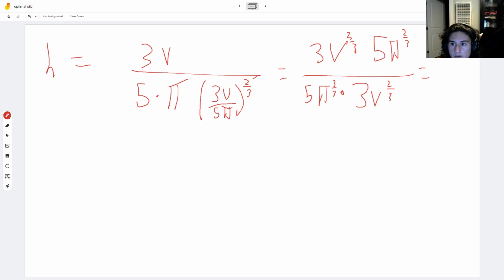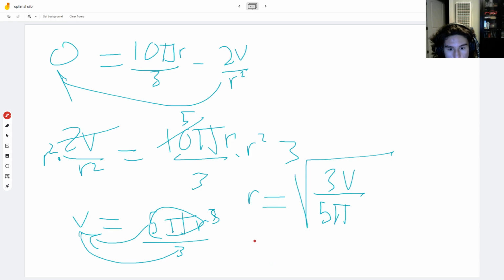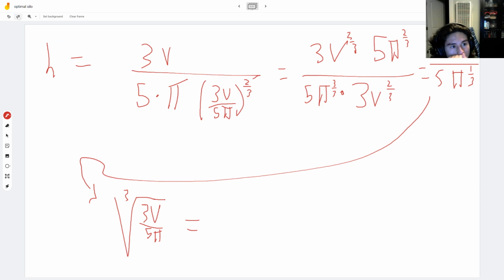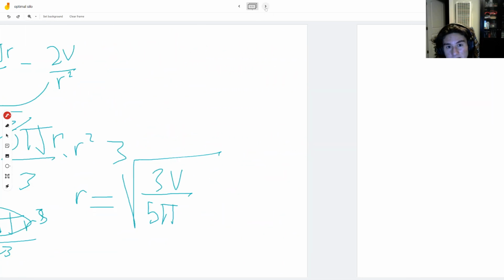So 3v to the 1/3. And basically 2 minus 3 is -1. So we can just put that on the bottom. So that's 5 pi to the 1/3. And if we look at this, this is equivalent to the third root of 3v over 5 pi. And that is equivalent to h. And if we remember, r is also the third root of 3v over 5 pi. So basically, it's saying that the radius and the height of the silo would be exactly the same.